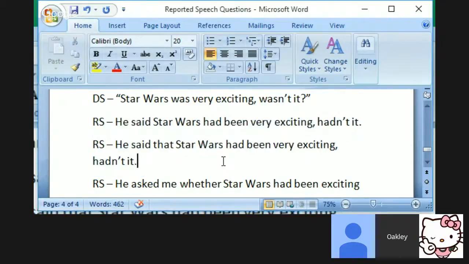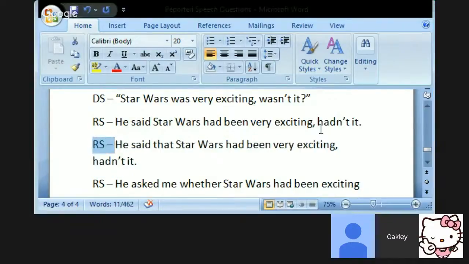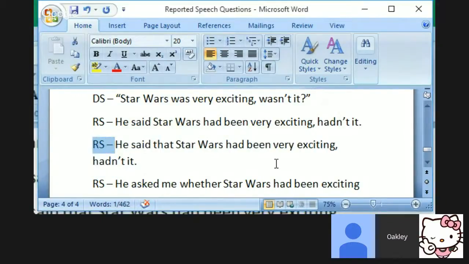He said Star Wars had been very exciting, hadn't it? Yeah, it's just weird to add a tag in a reported speech. It just doesn't work. It sounds very clumsy. I would say don't do this. Don't add a tag in reported speech. That sounds very awkward. I've never heard anybody do this in my entire life.